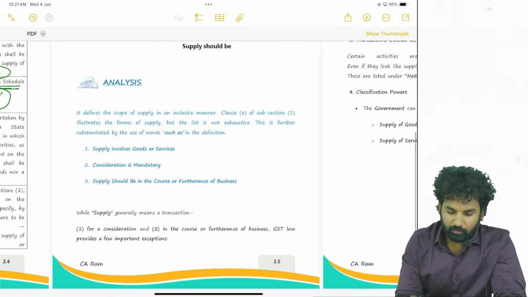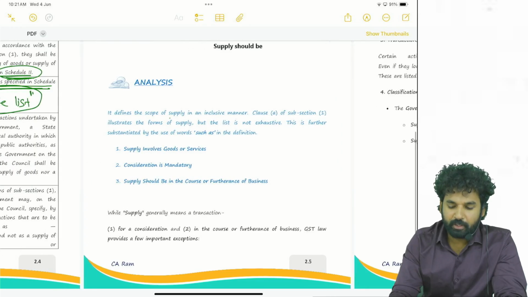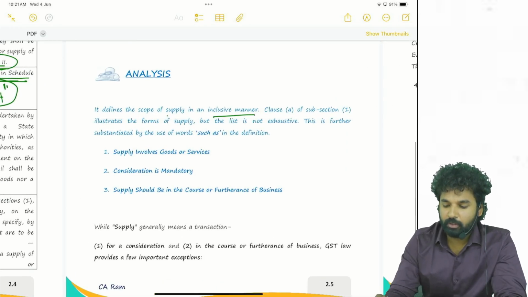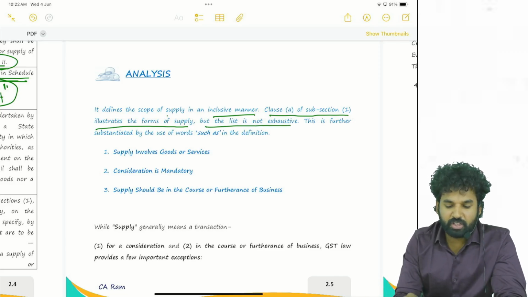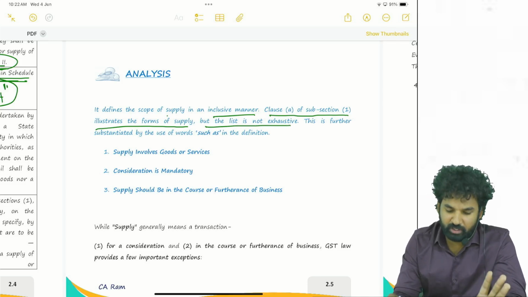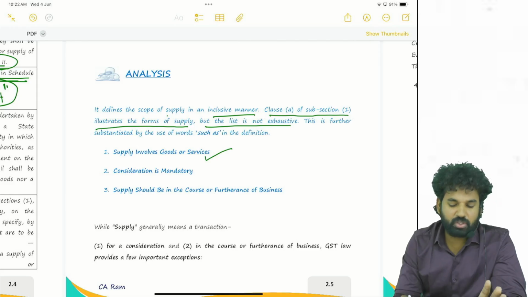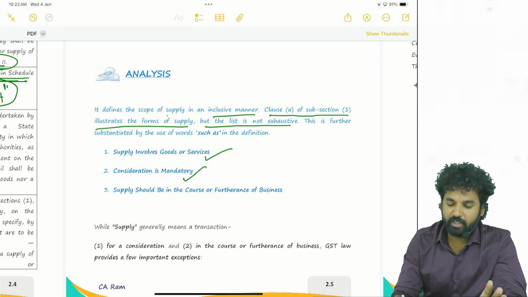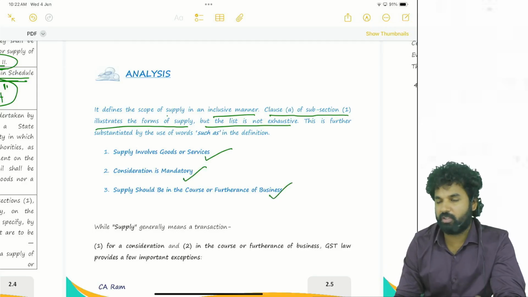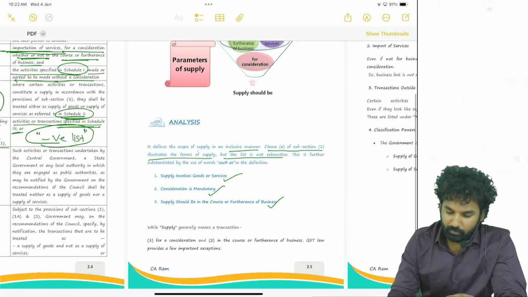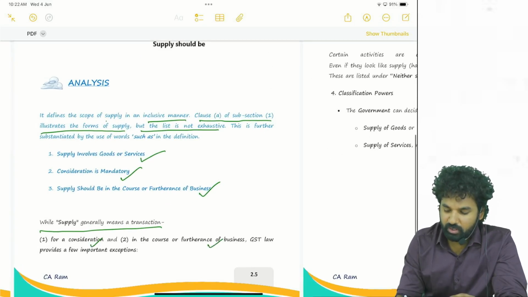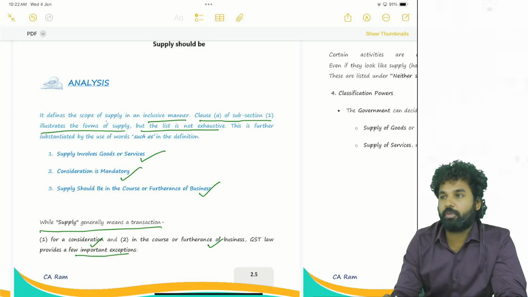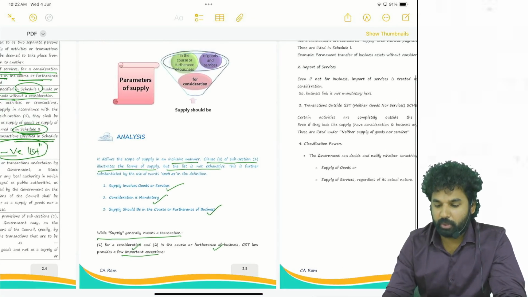See here, it defines the scope of supply in an inclusive manner. Clause A of subsection 1 illustrates the forms of supply, but the list is not exhaustive. This is further substantiated by the use of the word 'includes' in the definition. That means supply involves goods or services, consideration is mandatory, and supply should be made in the course or furtherance of business. Next, while supply generally means a transaction for consideration in the course or furtherance of business, there are a few important exceptions.